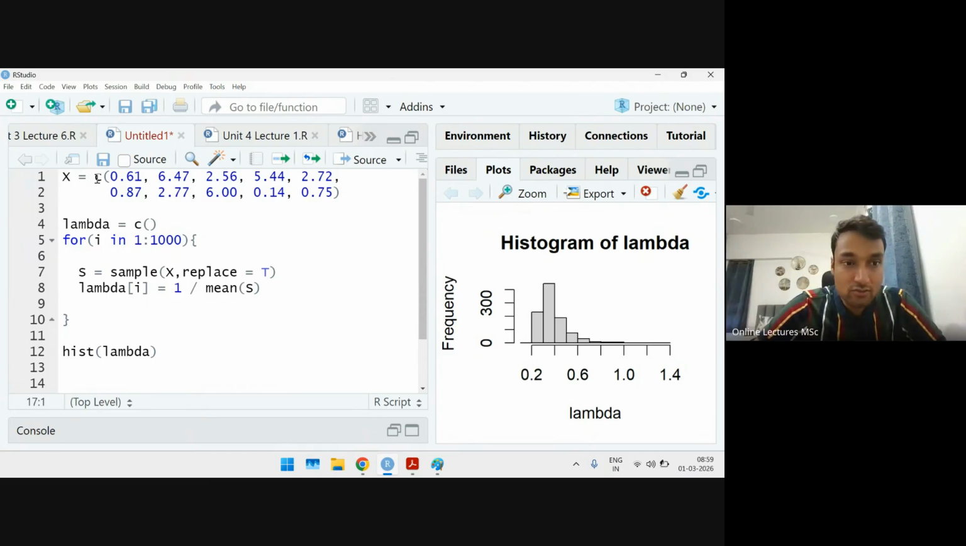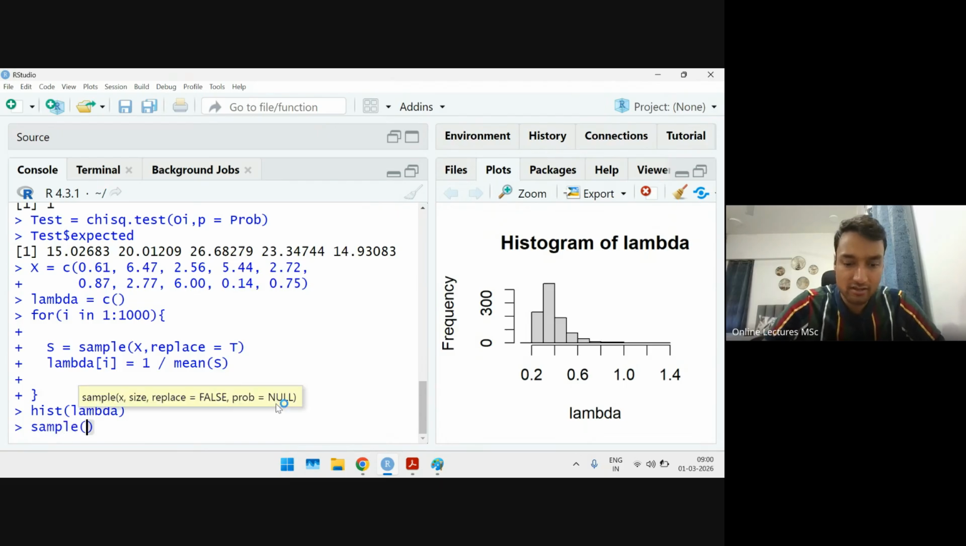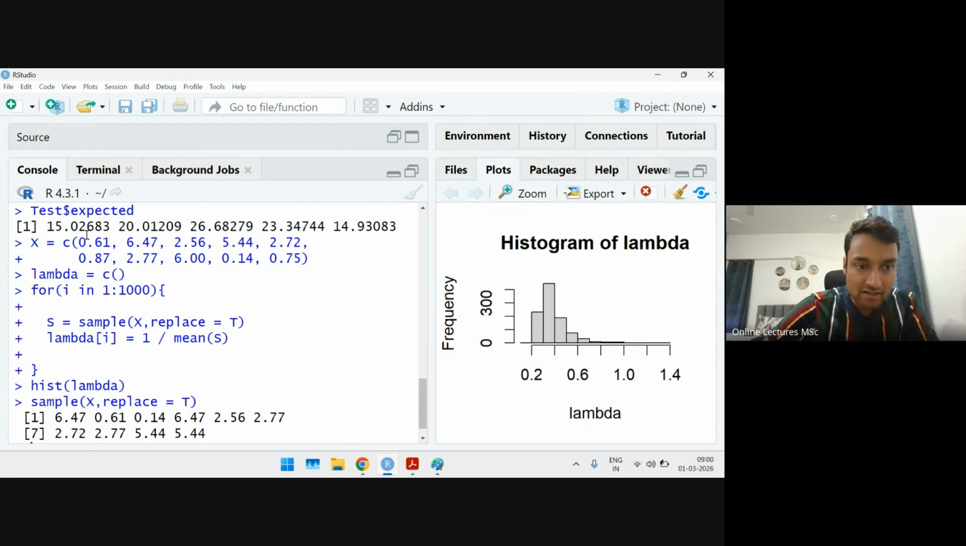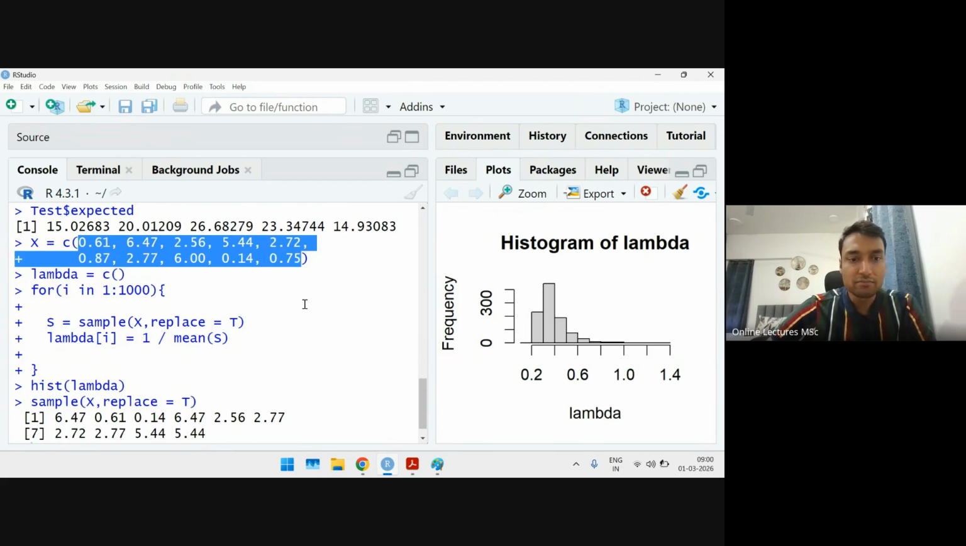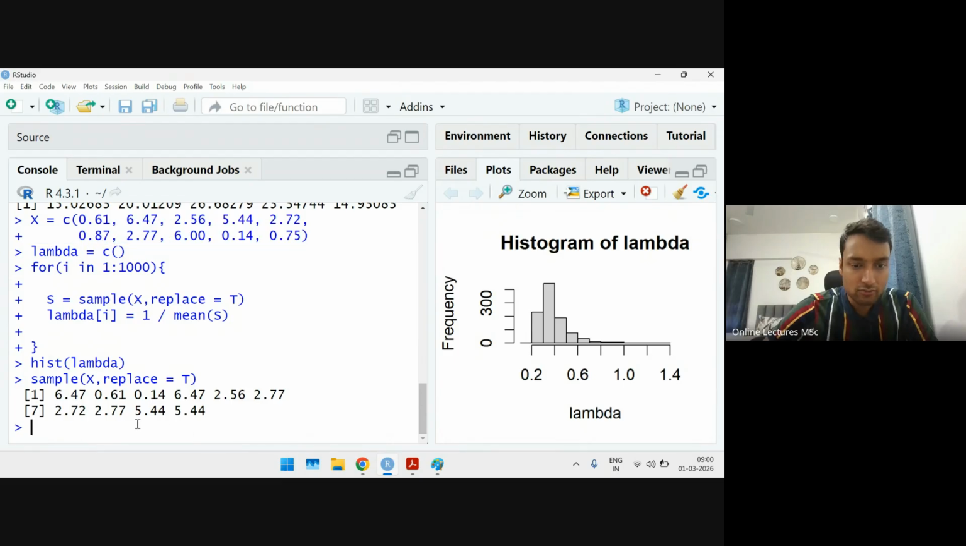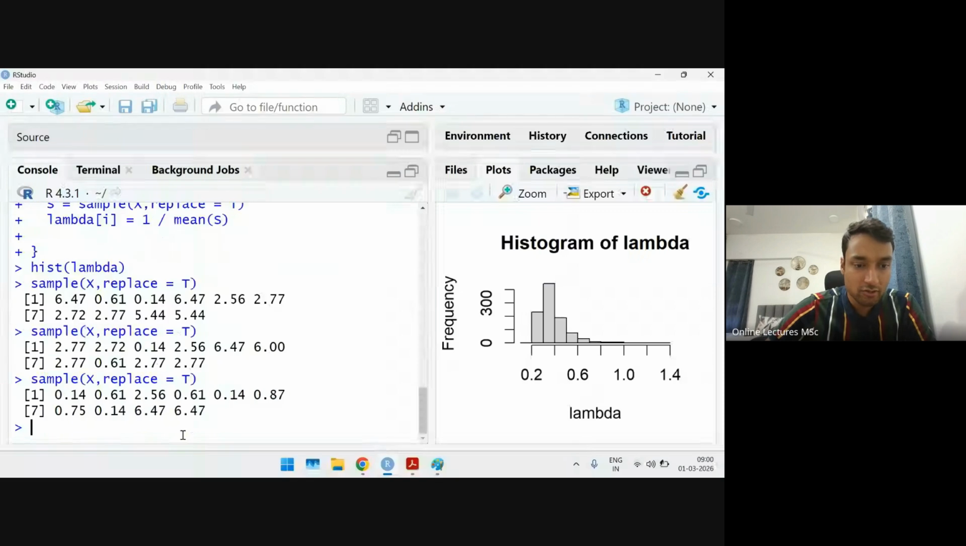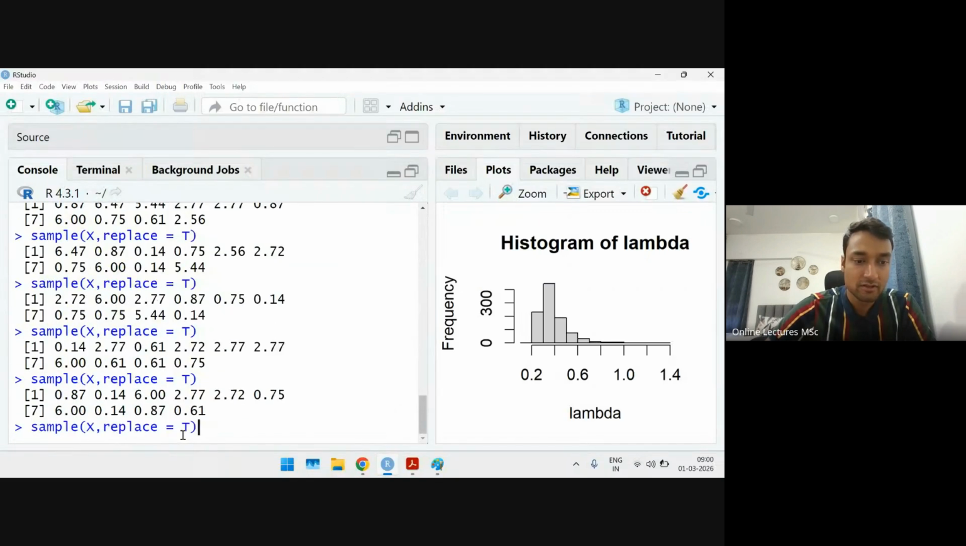Okay, so let's say you have this set of observations. You are just trying to draw a simple random sample out of these observations. So for example, if I have X and if I just write sample X, replace equals true, R just went to this bag, took a simple random sample with replacement and gave it back to you. If you see, 2.77 is repeated twice, 5.44 is repeated twice, because it's a sample with replacement and hence observations tend to repeat. You again draw a sample, you keep on drawing samples with replacement. That is what is happening at the back end, a thousand times.